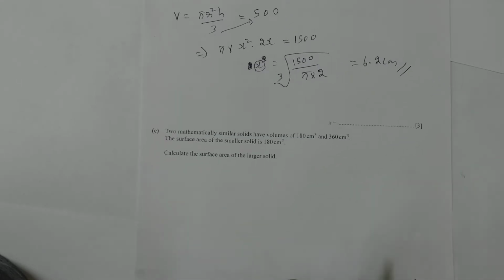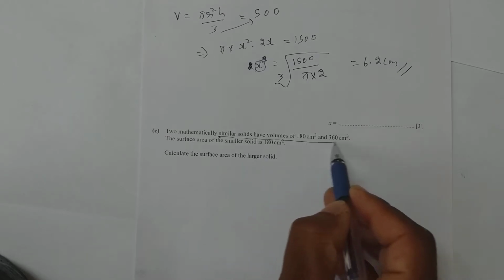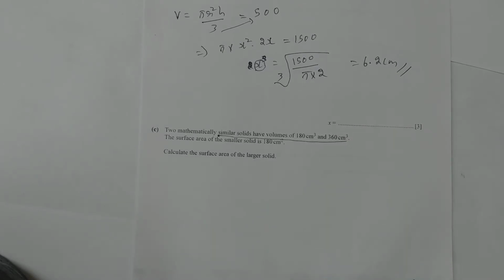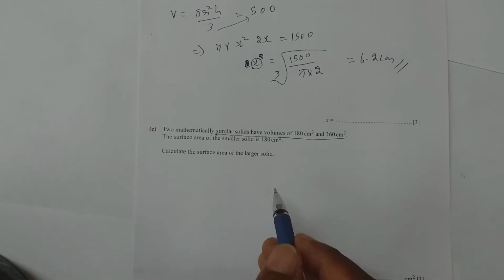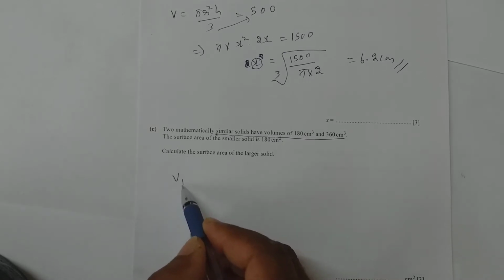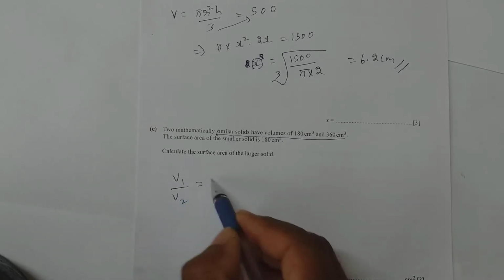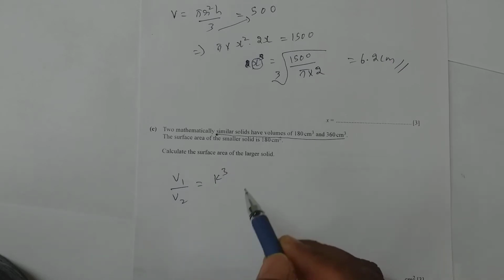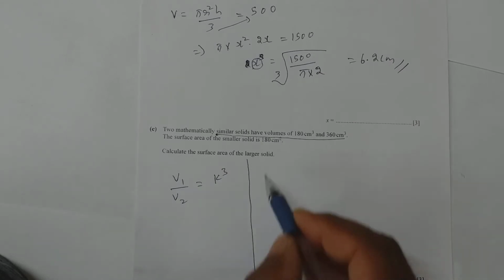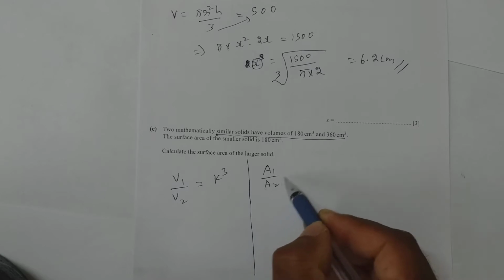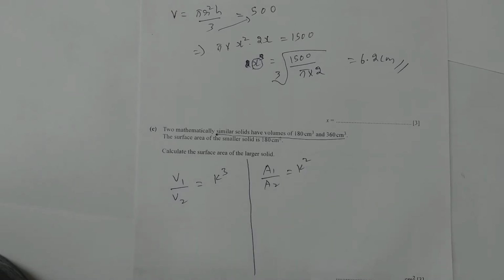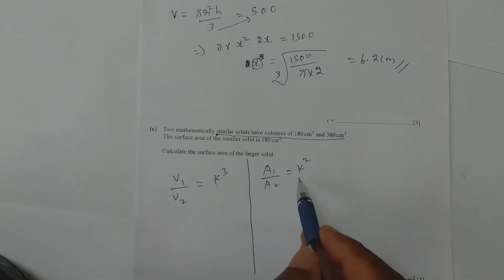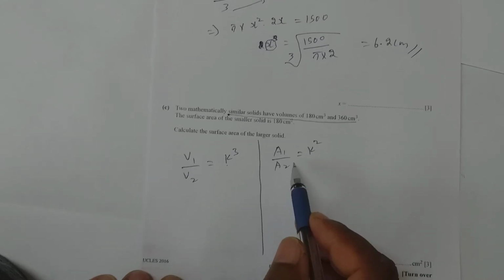Okay. Now next one. Two mathematically similar solids have volumes this much. The surface area of the smaller solid is 180 centimeter square. Calculate the surface area of the larger solid. Now whenever you are taking similarity, V1 by V2 is nothing but k cube, scale factor cube, and A1 by A2 equals k square. So get the k value here, place it here, find the unknown.